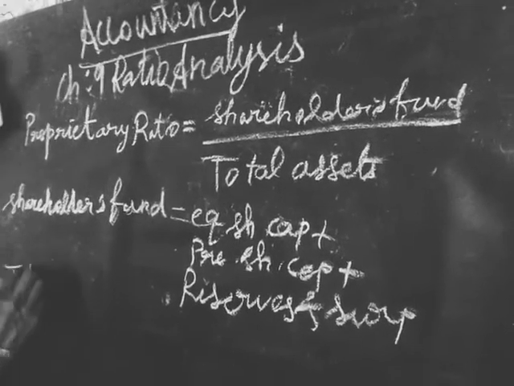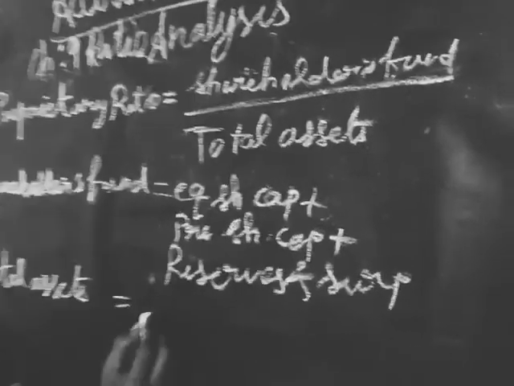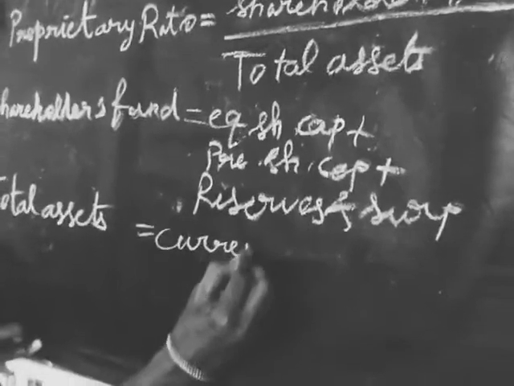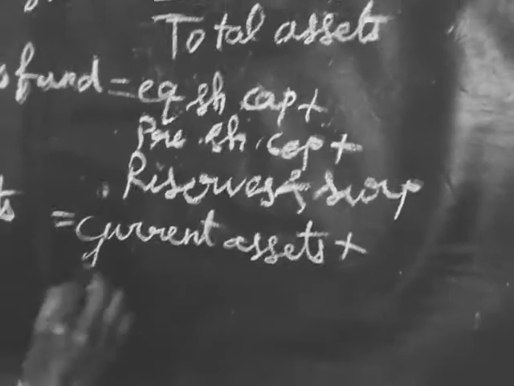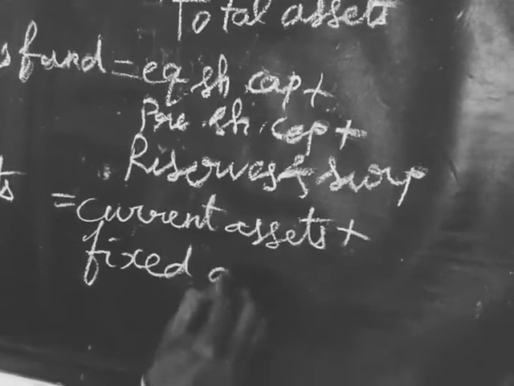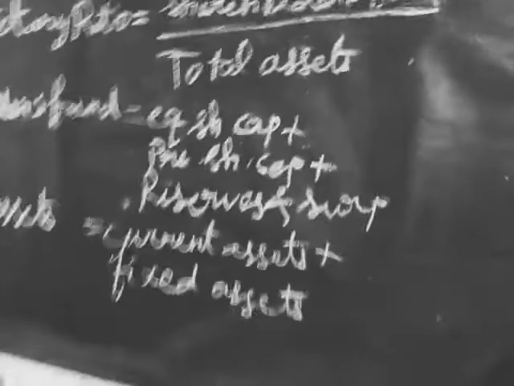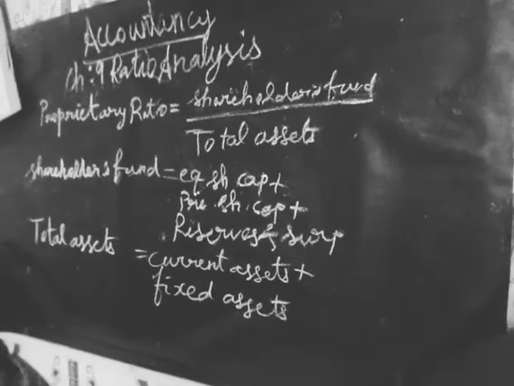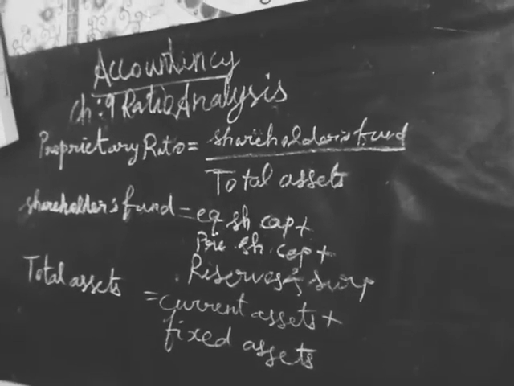And the next item, total assets. Total assets include all the assets in the balance sheet, that is, current assets plus fixed assets. By calculating the shareholders fund and total assets, you are in a position to calculate the proprietary ratio. So, the higher the proprietary ratio, the greater the satisfaction of the lenders and the creditors.